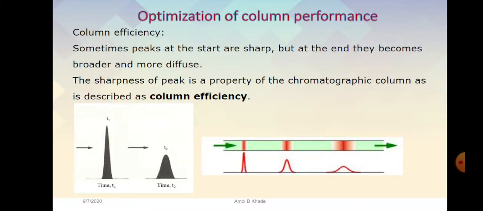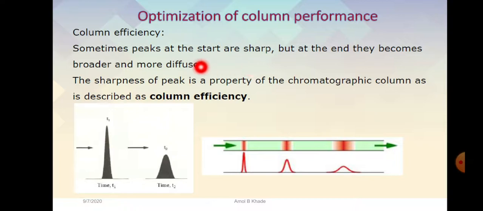Now the next concept is the optimization of column performance. We know that in any chromatographic system, the column is the main part, because that is the place where the sample components actually get separated. So how do we improve the column efficiency, or optimize the column performance, so that we get better separation in a faster time?